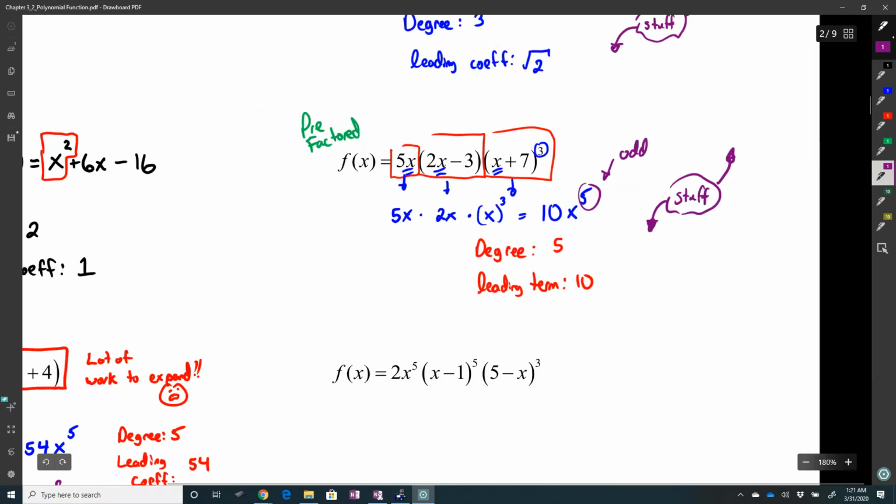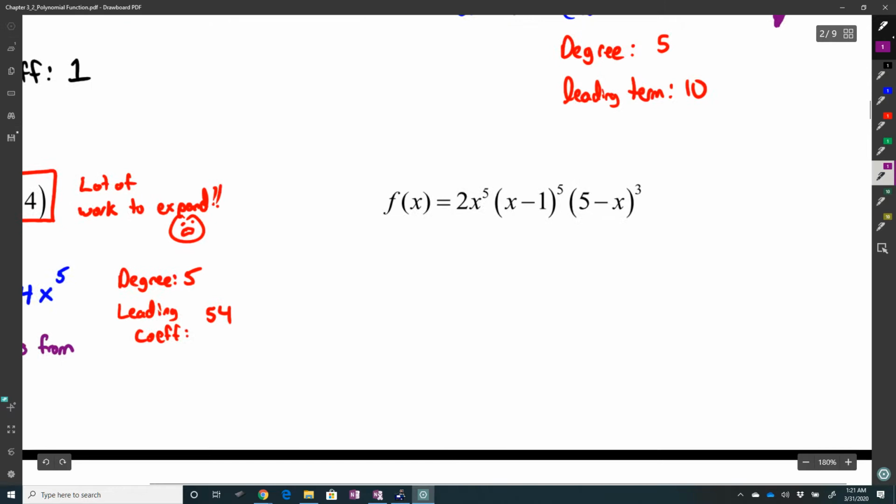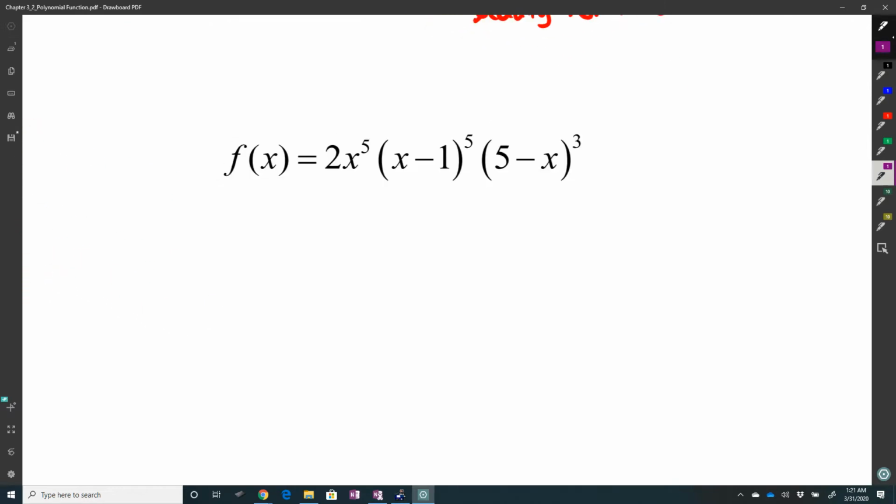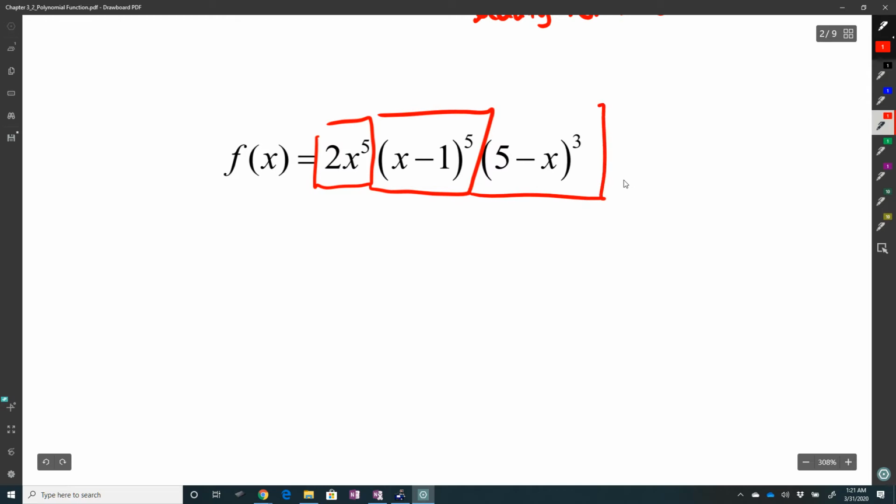Then finally, we go to the last one. Again, it's pre-factored, so I just have to find the leading term of each group. I try to trick you on this one. So let's see if I got you. So the leading term here is 2x to the 5th. The leading term here is x, but it happens 5 times.